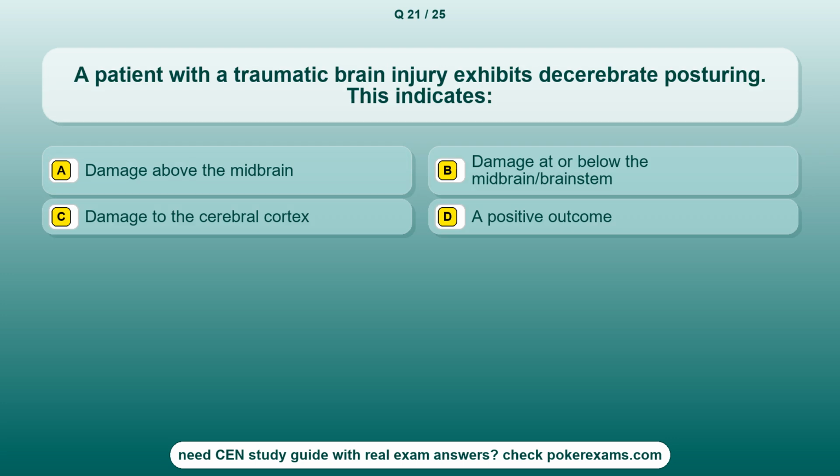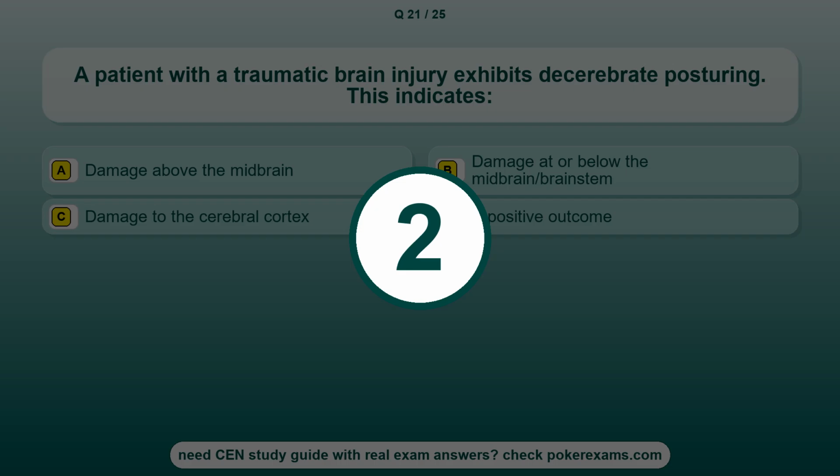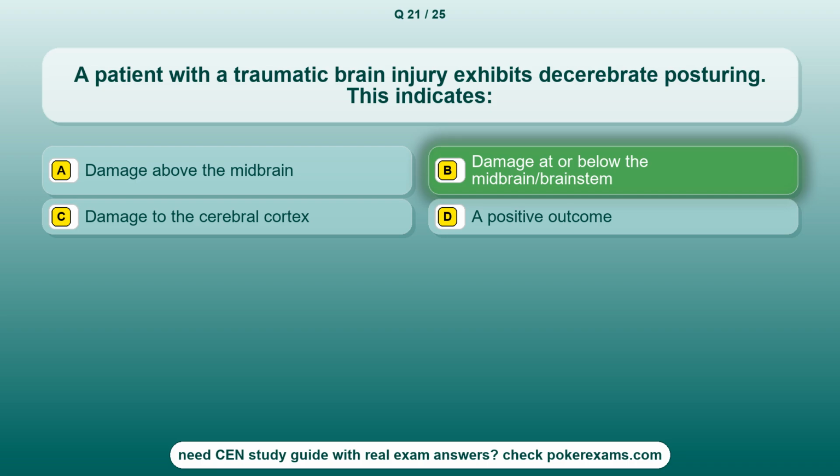Question 21. A patient with a traumatic brain injury exhibits decerebrate posturing. This indicates option A, damage above the midbrain. Option B, damage at or below the midbrain/brainstem. Option C, damage to the cerebral cortex. Option D, a positive outcome. The correct answer is option B, damage at or below the midbrain/brainstem.